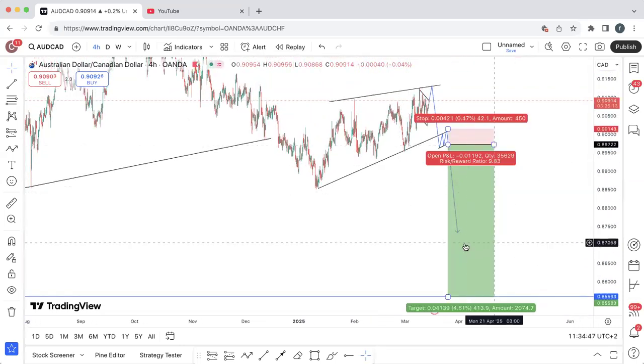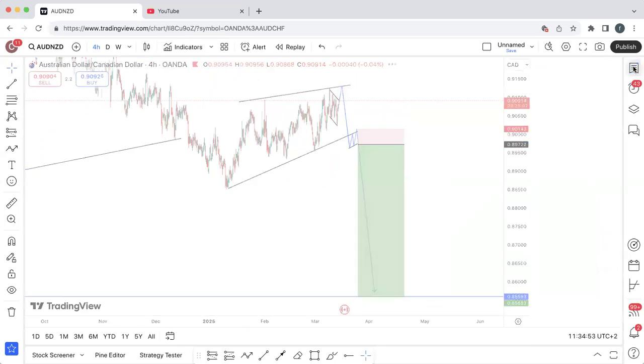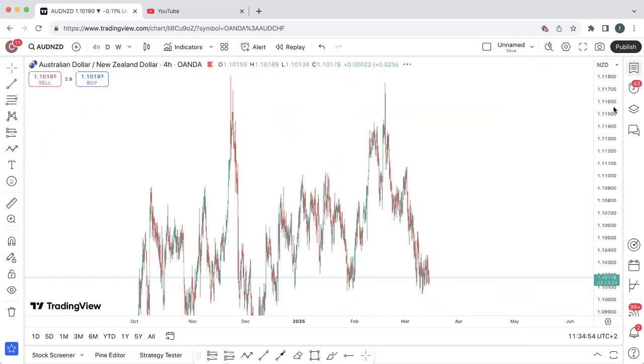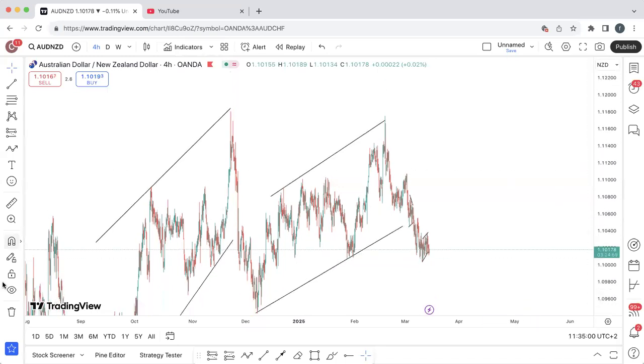Now, since this is not giving me any trades at the moment, I do have a backup pair. My backup pair is just going to be the Australian dollar over the New Zealand dollar. This is currently playing out as I would have liked the other pair to play out. So let me show you real quick.